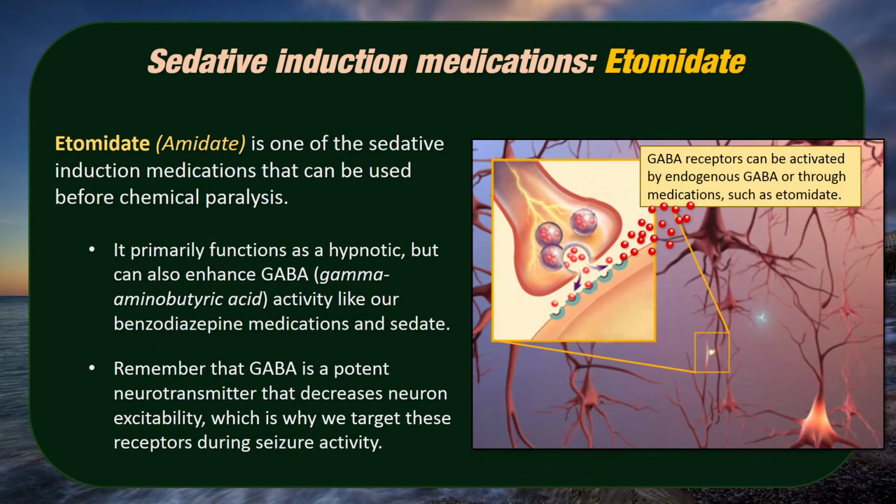So the first drug we'll talk about is etomidate. This is a sedative, and it is a drug that is used as a hypnotic, but it can also enhance the GABA receptors, just like the benzos do during our seizure activity. Remember that GABA is a potent neurotransmitter that decreases neuron excitability. So this is going to increase the GABA receptor activity, and it's going to cause a hypnotic effect and a heavy sedative effect in our patients.